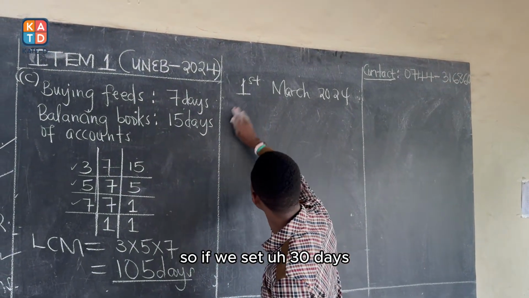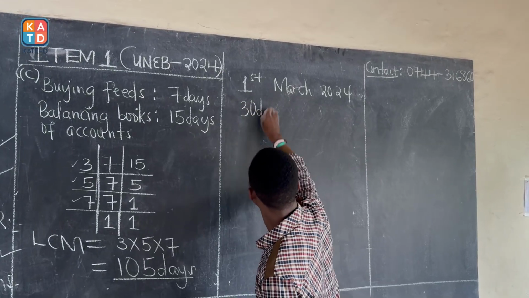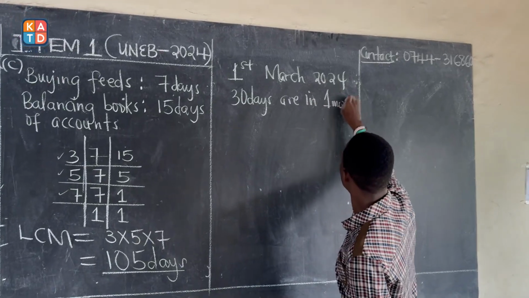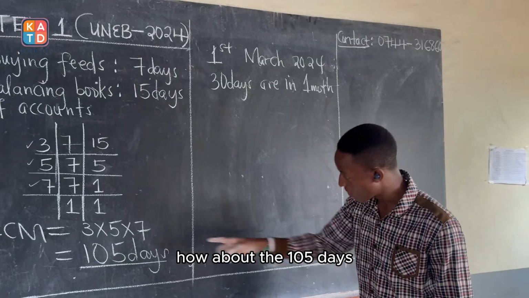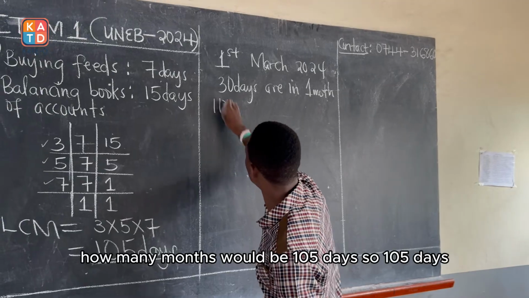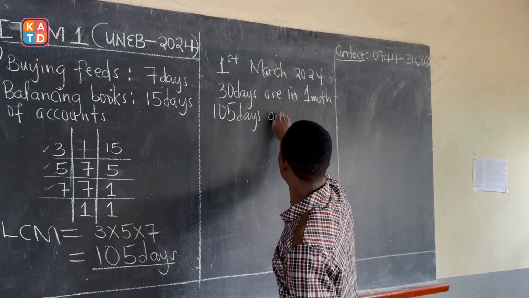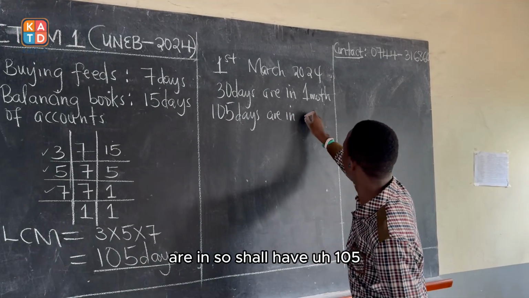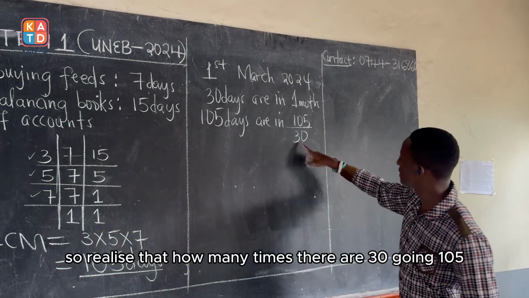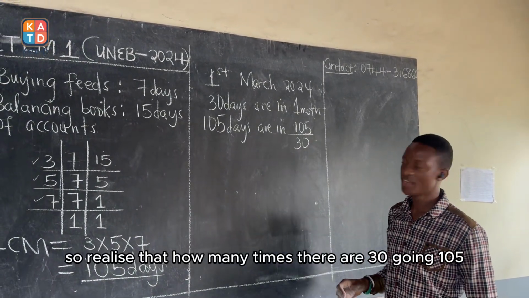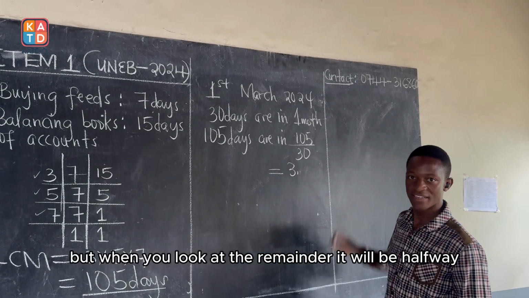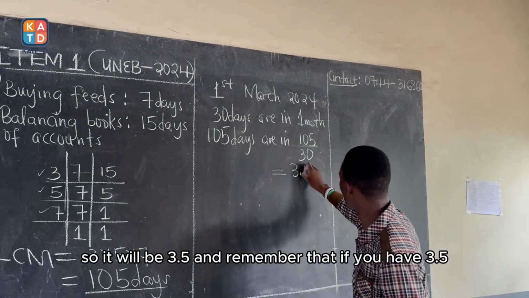So if we say 30 days are in 1 month, how about the 105 days? How many months would be 105 days? So we shall have 105 divided by 30. So you realize, how many times does 30 go in 105? Those will be 3 times. But when you look at the remainder, it will be halfway. So it will be 3.5.